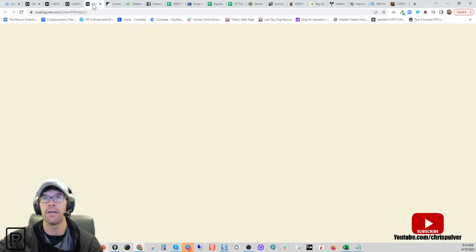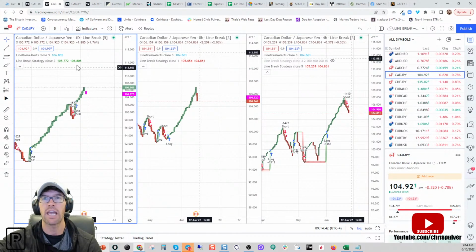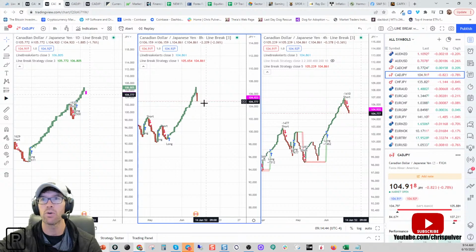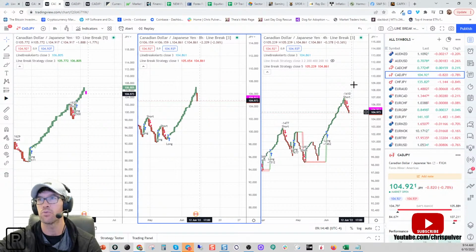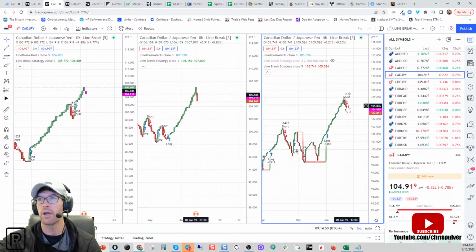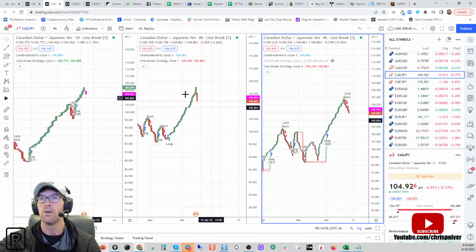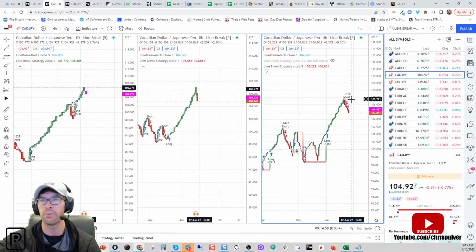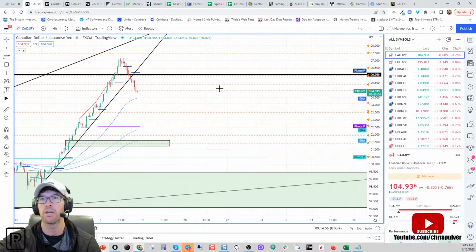If I go into my line break charts, hopefully I have them here. Yep. So Cad Yen 4-hour. Here's a Cad Yen daily. Here's a Cad Yen 8-hour. We have officially turned red. We've turned on the 4-hour time frame as well. So the 4-hour line break has occurred and confirmed. 8 hours confirmed. The daily would have to break back below 104. So the 8-hour and the 4-hour are obviously turning a little bit earlier, but so far the confirmation is there.